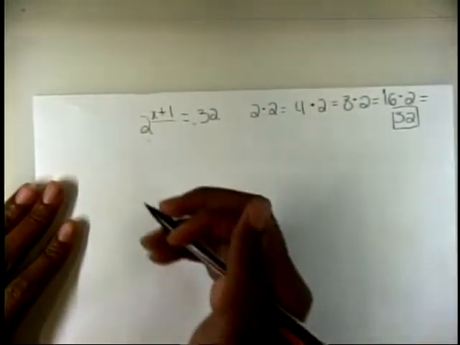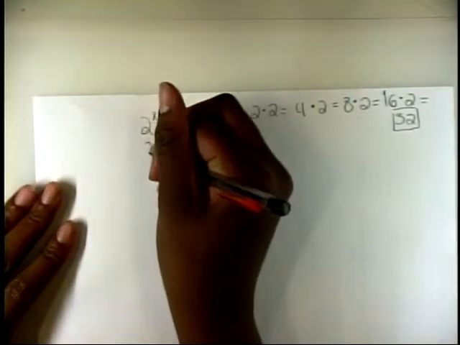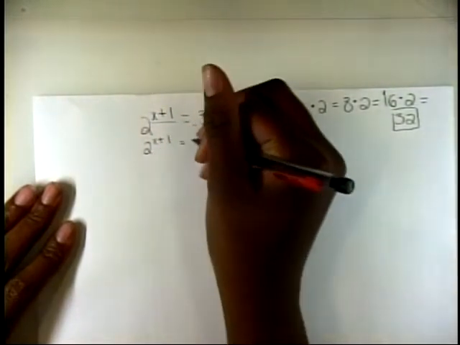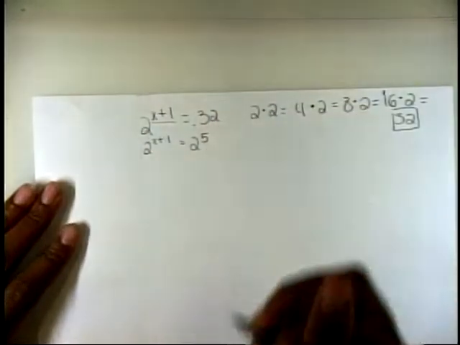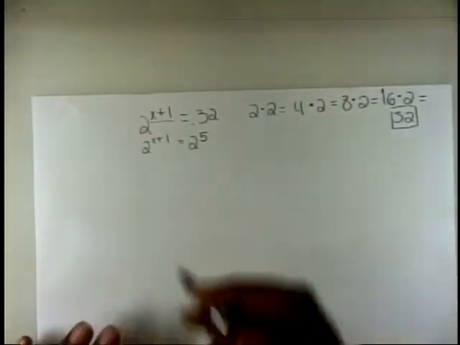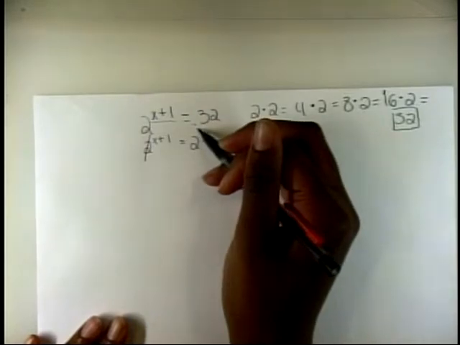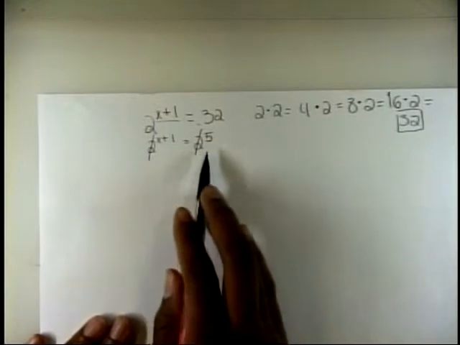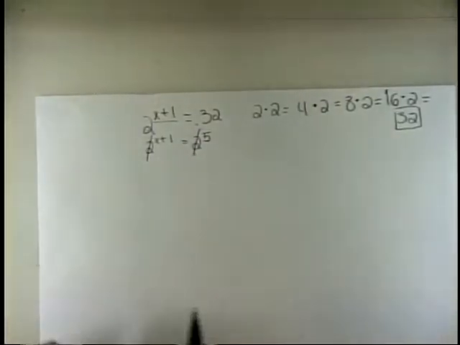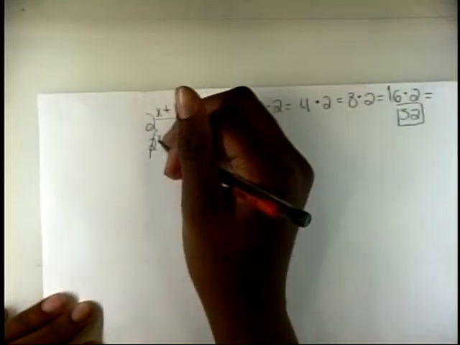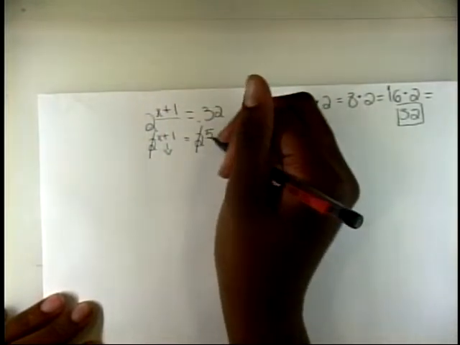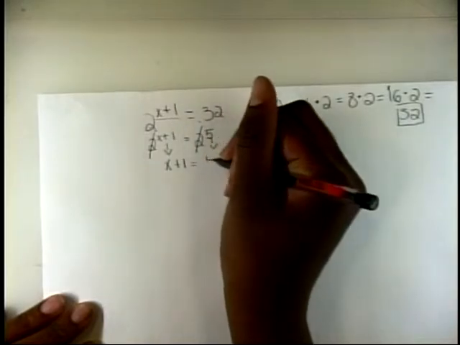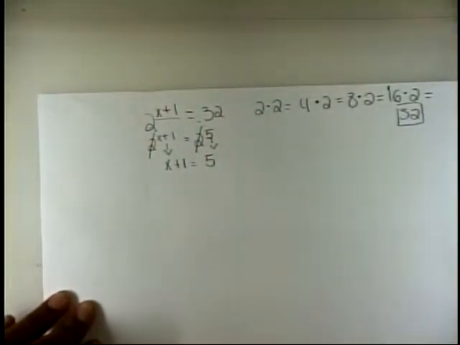So now we go back and rewrite the equation as 2 to the x plus 1 equals 2 to the 5th power. So now we cross out 2 and 2 on this side because we found a common base, which was 2 for both. So now we pull down x plus 1 and pull down the 5. x plus 1 equals 5. Now we solve for x.